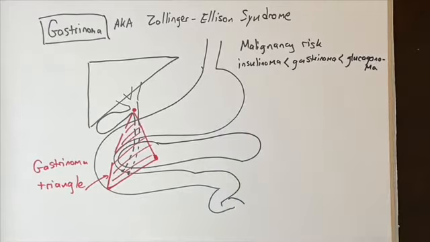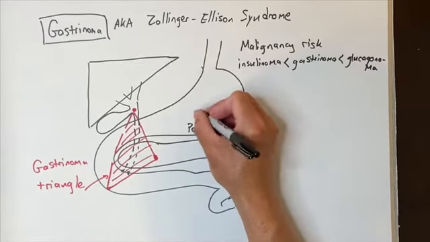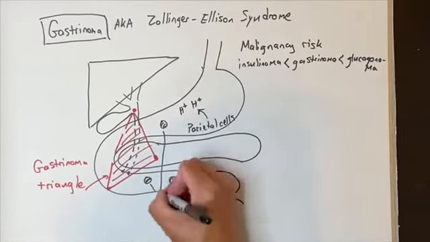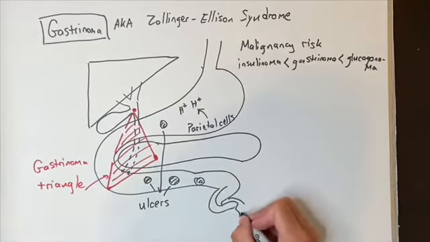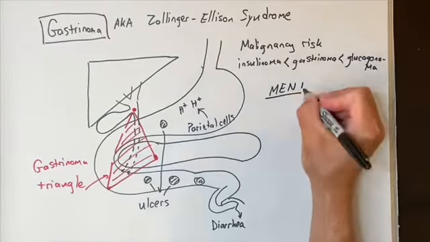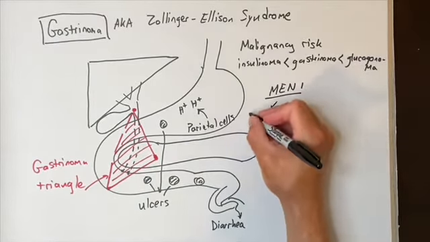The gastrin increases acid production from parietal cells in the stomach and causes severe ulcers of the stomach, and even through the duodenum and jejunum. It inactivates the pancreatic enzymes, which leads to diarrhea. Gastronomas are commonly associated with the MEN1 syndrome.